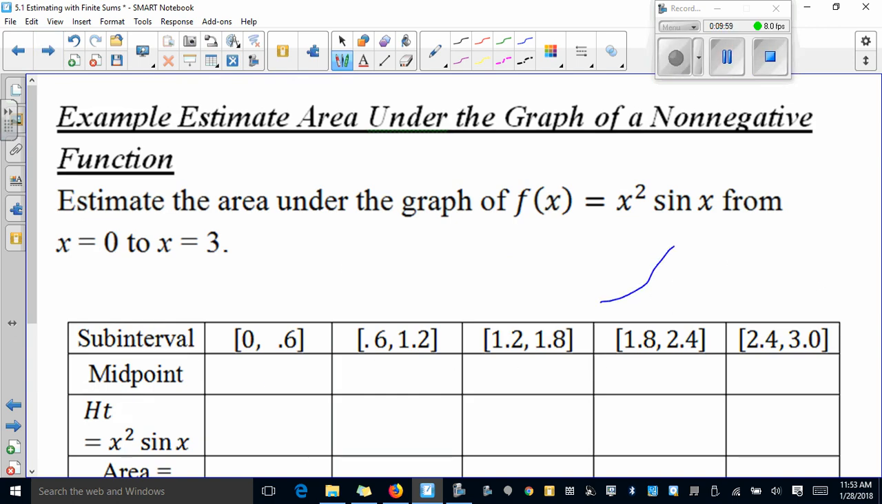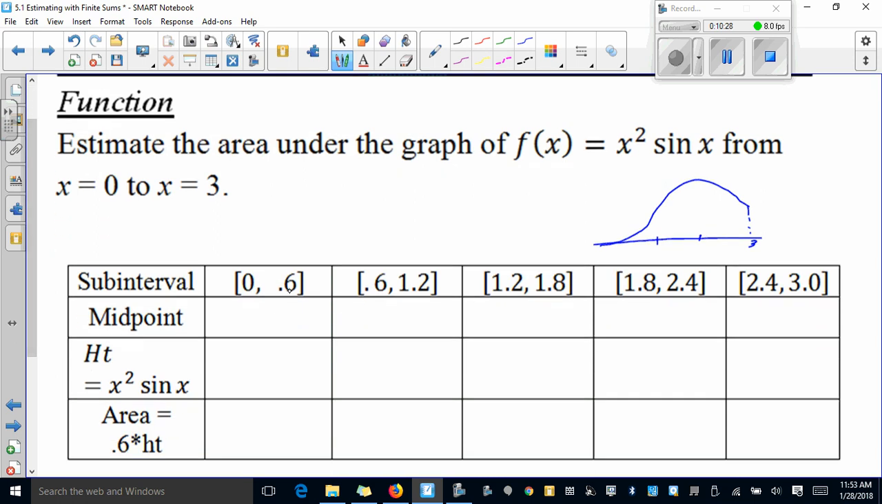0.6 is going to come right about here, but for our midpoint, we can't do our rectangles here until we have our midpoints. Our midpoint here, 0.6 divided by 2, 0.3. And to get your next midpoint, do 0.3 plus 0.6, so 0.9. 0.9 plus 0.6, 1.5. 1.5 plus 0.6, 2.1. 2.1 plus 0.6, 2.7. Or you can take the two values, add them, and divide by 2. So this would give you 5.4, and 5.4 divided by 2 is going to be 2.7.